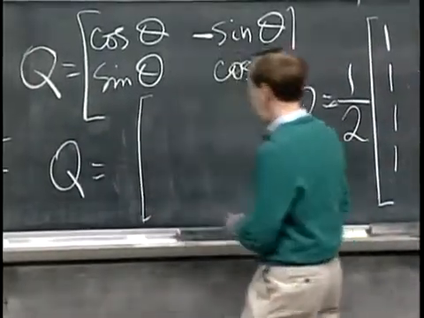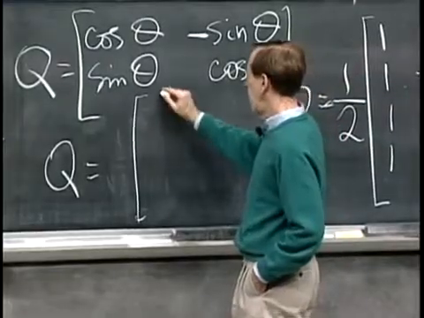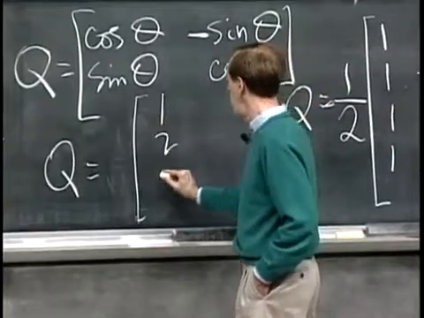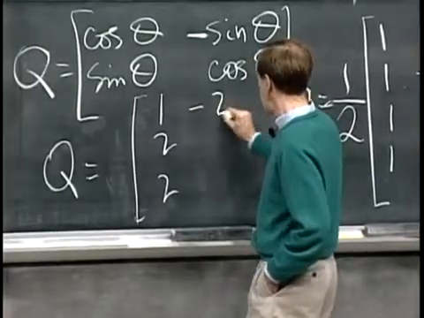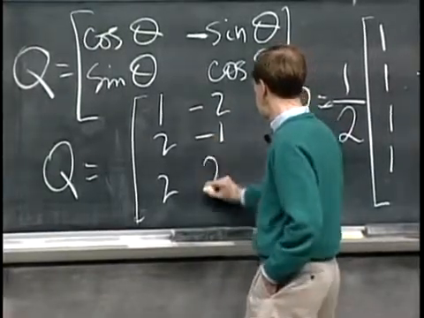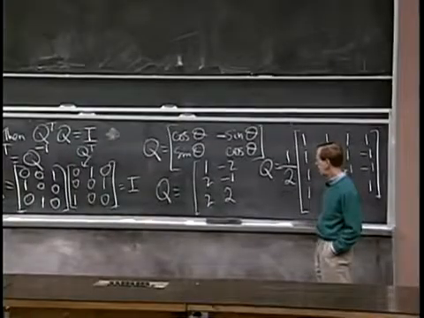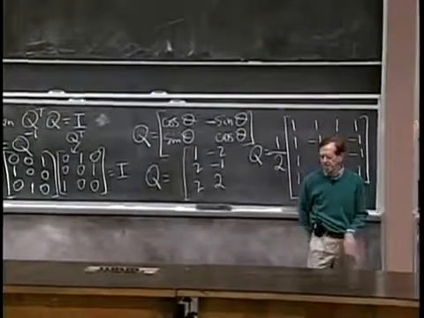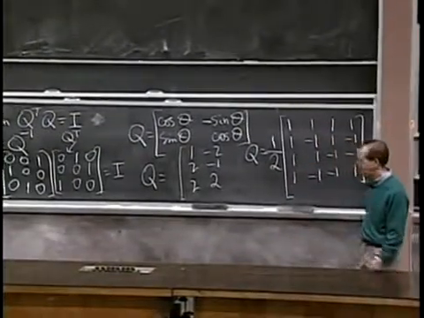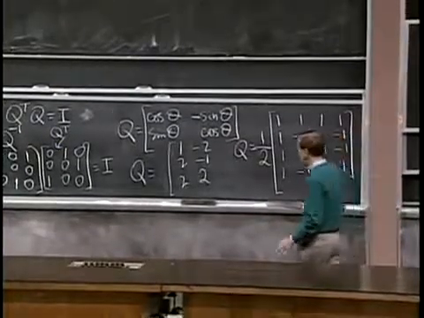Let's see. If I put like a 1, 2, 2 and minus 2, minus 1, 2. That's a matrix. Oh, its columns aren't normalized yet. I always have to remember to do that. I always do that last because it's easy to do.